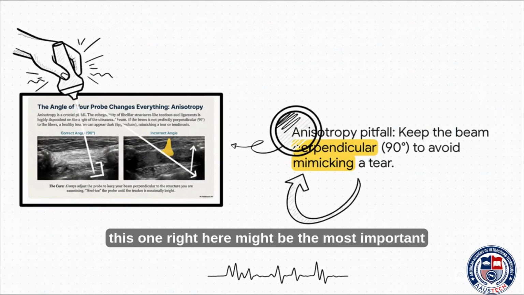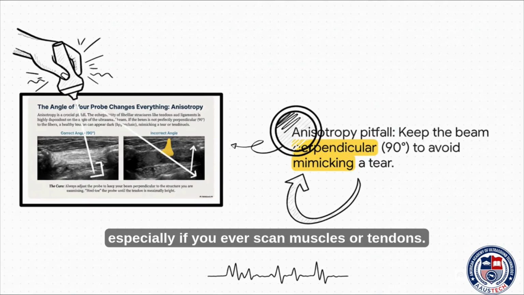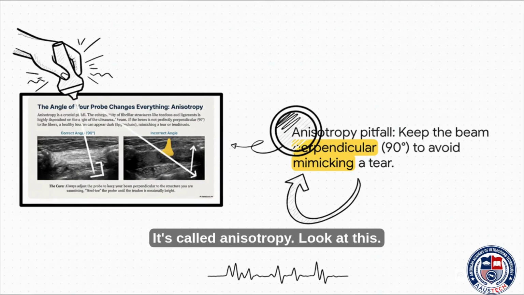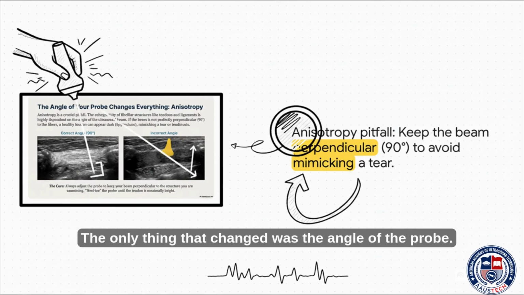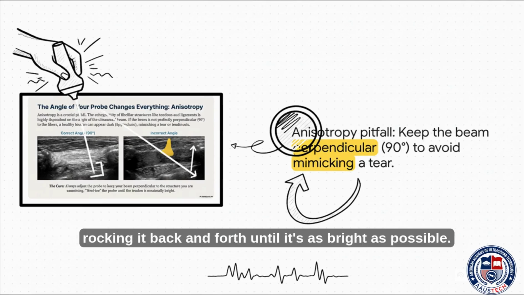Okay, this one right here might be the most important pitfall, especially if you ever scan muscles or tendons. It's called anisotropy. Look at this. It's the exact same healthy tendon in both pictures. On the left, it's bright and normal. On the right, it looks dark, like it's torn. The only thing that changed was the angle of the probe. It is so important to keep your ultrasound beam at a perfect 90-degree angle to these structures. You have to heel-toe the probe, rocking it back and forth until it's as bright as possible.